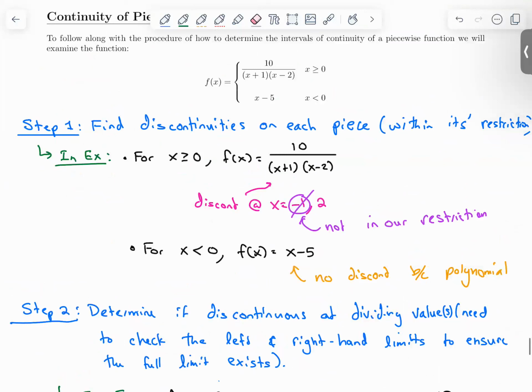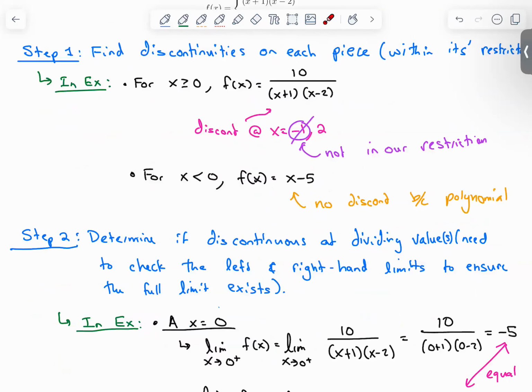With this one, the issue with the first piece was both -1 and 2, but we were only defined as the top function for values greater than or equal to 0. So that -1 was not within our restriction, and it did not end up mattering. Our function actually is continuous at -1, because at -1 we're the secondary function. And for x less than 0, we're the polynomial that has no discontinuities, because polynomials are defined everywhere. Now that we've checked the individual pieces, we will check the dividing values.